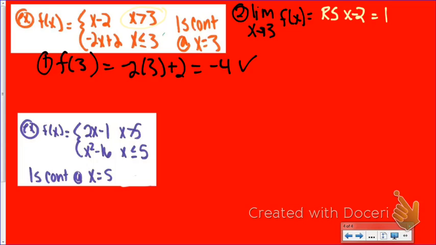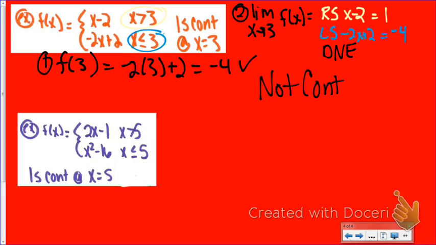Now I'm going to look at the left side. The left side is going to be true when x is less than 3. To get my left side, I'm going to use the function negative 2x plus 2, which I've already used, I just did it down there, and I'm going to substitute 3 into that equation, and I'm going to get negative 4. So if you look, my left side and my right side are doing two different things, and we know that means that the limit does not exist. And because that limit does not exist, this function is not continuous at x equals 3.